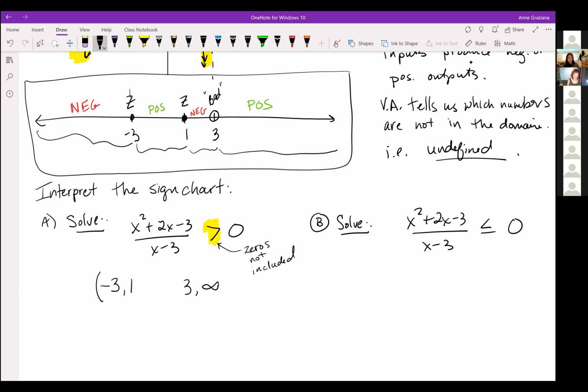Now you go to 1 and it's not included, right? I'm going to union. Now, what about the bad number 3? Do we include this? No. Never include bad numbers ever. Okay. So we never include that one. So that would be when it's positive.